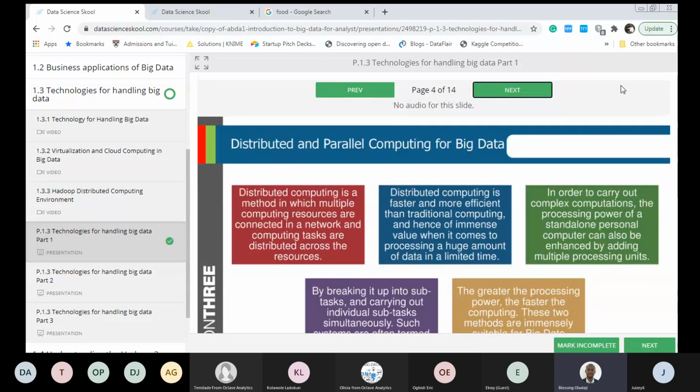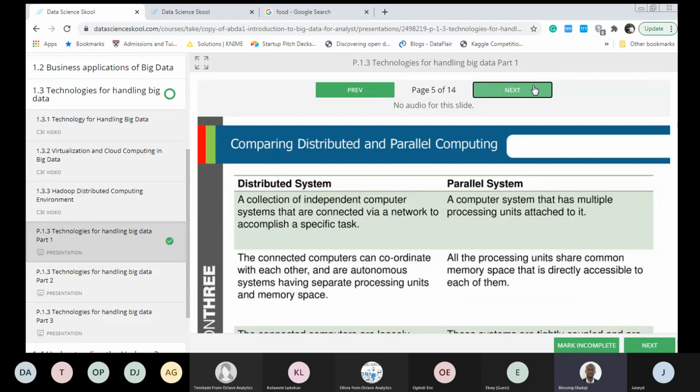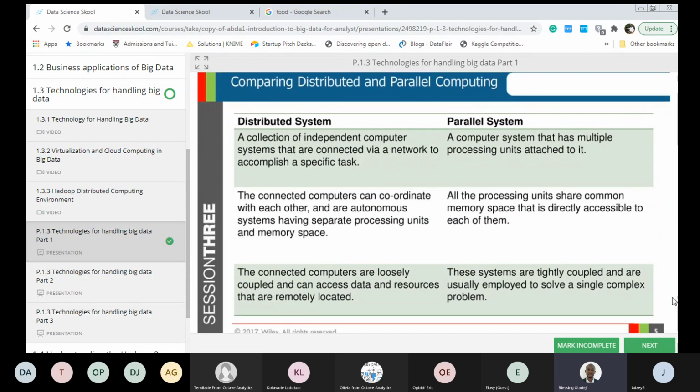Those that study computer science will be able to relate with this a lot more, but it's part of our everyday life. When you have a problem, if one person is going to do a job in 1 week, in 7 days, that means 7 people can get the job done in 1 day. That same thinking is applied to distributed computing. And for parallel computing, it's okay.